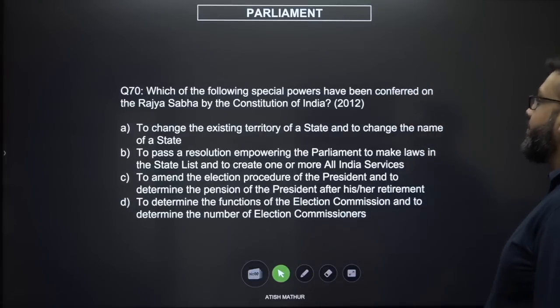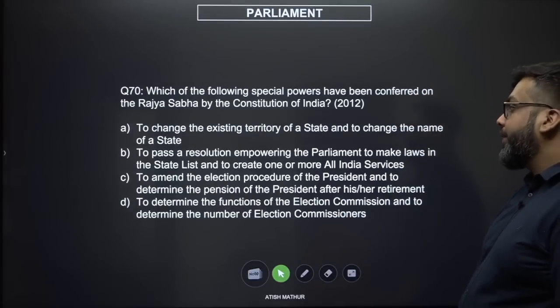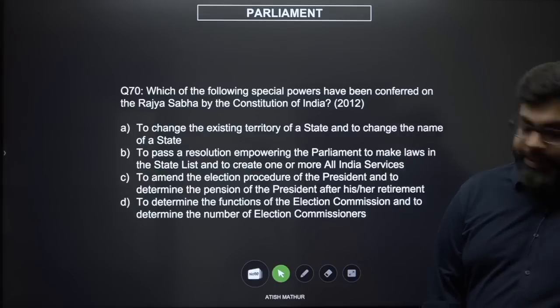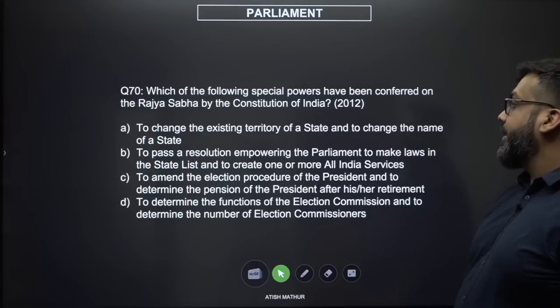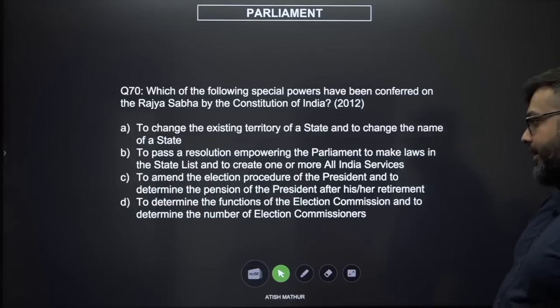Which of the following special powers have been conferred to the Rajya Sabha by the Constitution of India? To change the existing territory of India and to change the name of the state. To pass a resolution, this is equal powers. To pass a resolution empowering the parliament to make laws in the state list and to create one or more all India services. To amend the election procedure of the president, to determine the pension of the president. To determine the functions of the election commission and to determine the number of election commissioners.